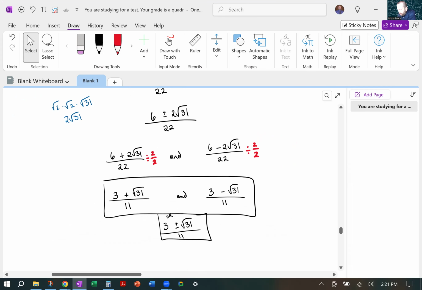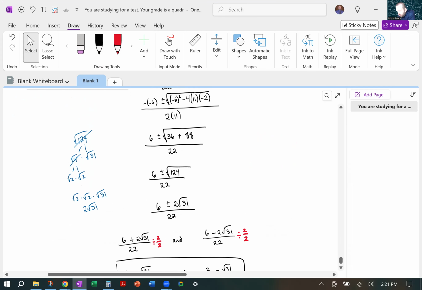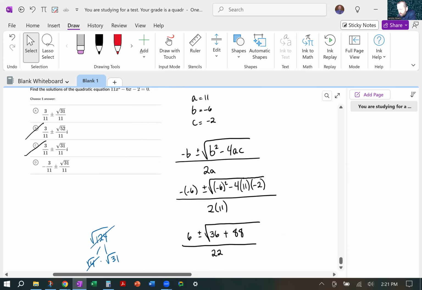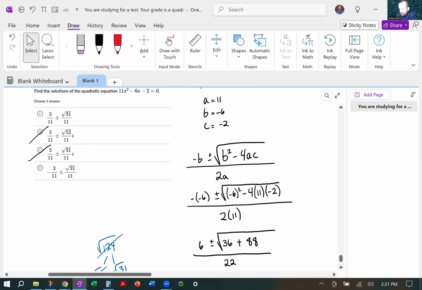So let's go back to our answer choices. 3 plus or minus root 31 over 11. It looks like they wrote it as two separate fractions. That's another way you could write it, not as one full fraction line. So that's going to be our final answer for that one.